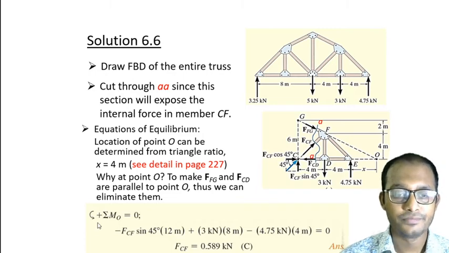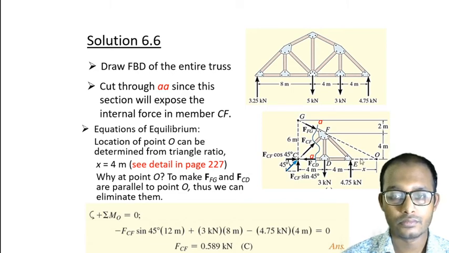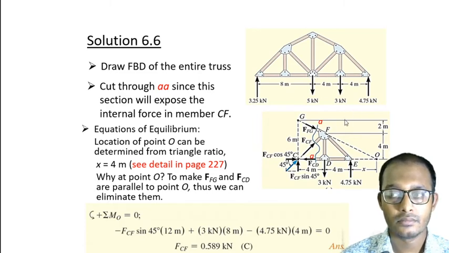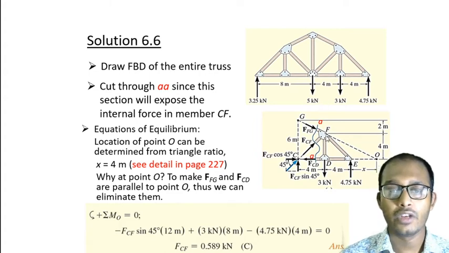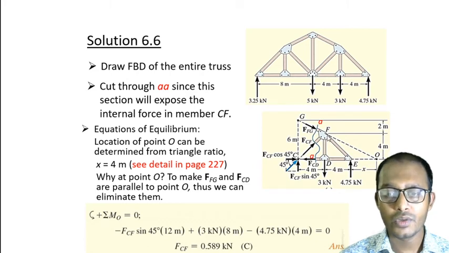Okay, so let's take a moment with respect to point O. So minus FCF. So this force, okay, translate this force at this point. So one force will go in these directions, right? Okay, and one force will go in x direction, one component, and the other component will be in these directions. Okay, so we need to consider which component. Can you tell me?